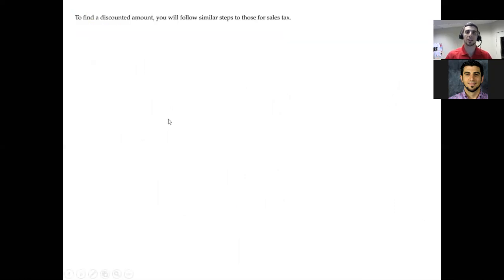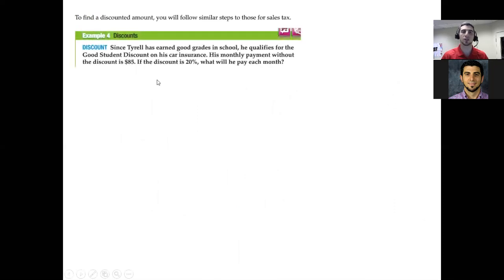All right, to find a discount amount, you'll follow similar steps as those for sales tax. So since Tyrell has earned good grades in school, he qualifies for the good student discount on his car insurance. His monthly payment without the discount is $85. If the discount is 20%, what will he pay each month?